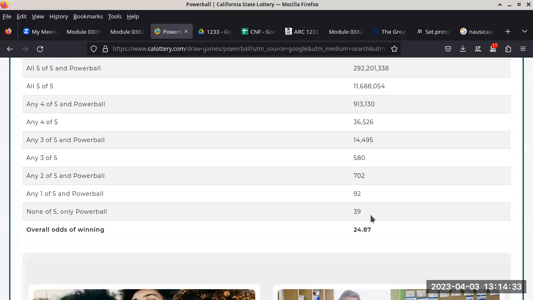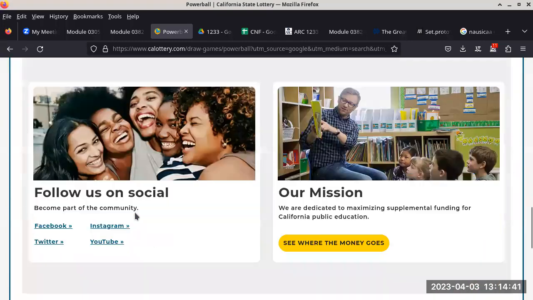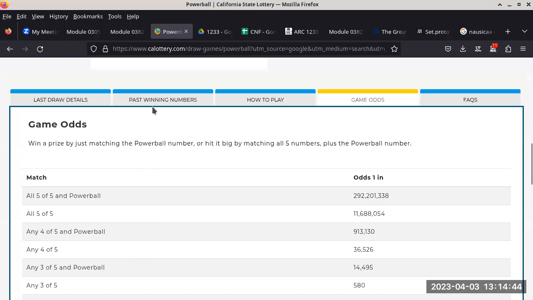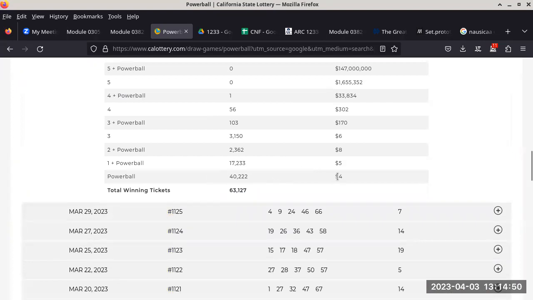And what is the reward of the last tier prize? Let me take a look. It has to show that somewhere. I think it's past winning numbers. Yeah, there you go. $4. So they give you $4 back, which is the price of 2 tickets, but that happens only for every 39 tickets that you purchase. So you would have spent $78 to get $4 back. So 78 minus 4 is 74. So you will still be $74 in the negative when you get that $4 back.